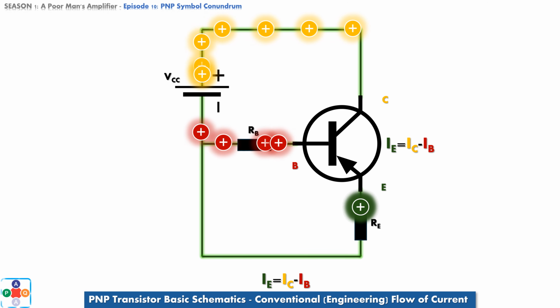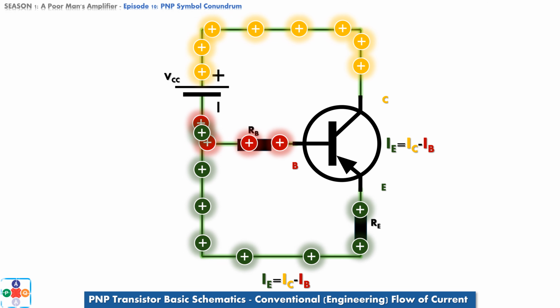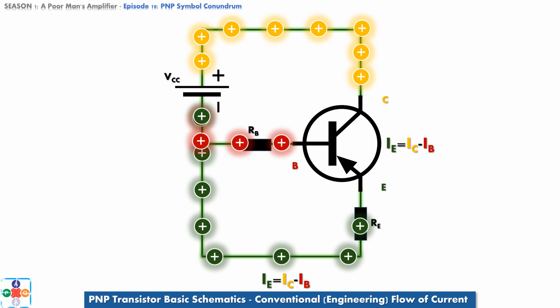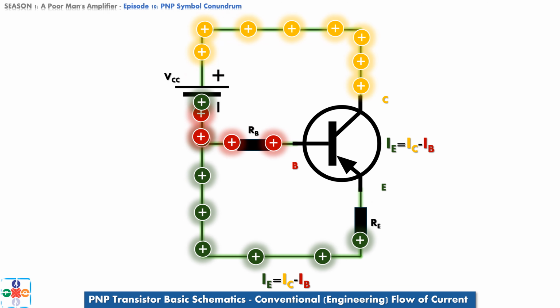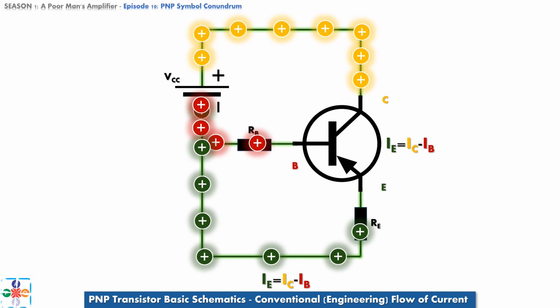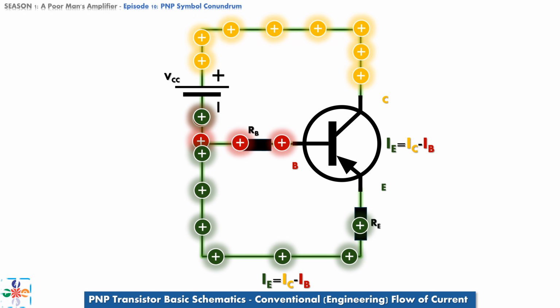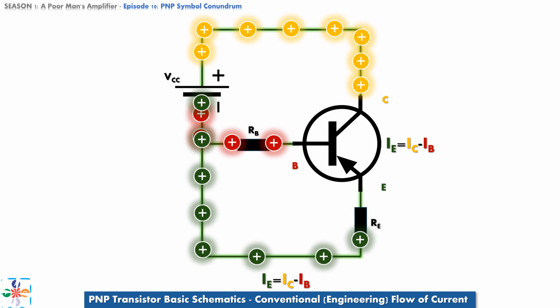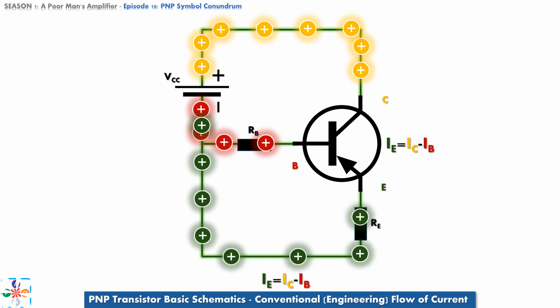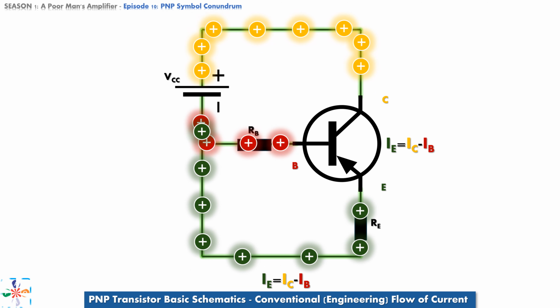Now, let's see how and where current flows in a PNP transistor circuit. Adopting the conventional direction of flow of current, for the PNP transistor, the collector sources, or simply said, draws current from the positive terminal of the battery. The current enters the transistor and there it splits into two streams. One part exits the transistor through the base terminal, while the other part exits through the emitter terminal.